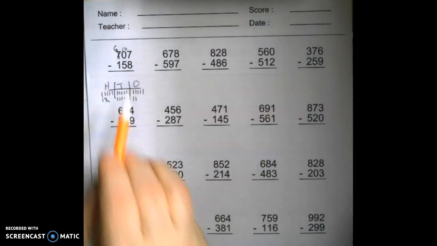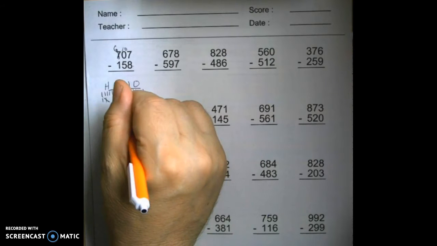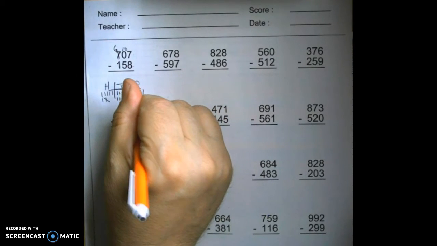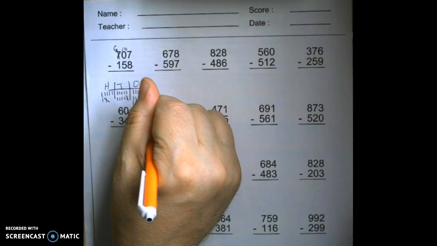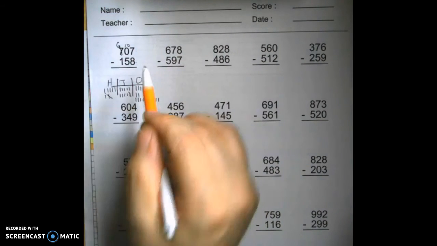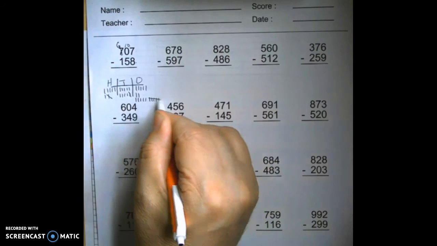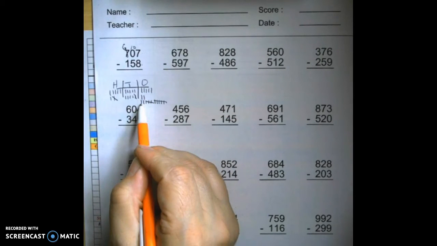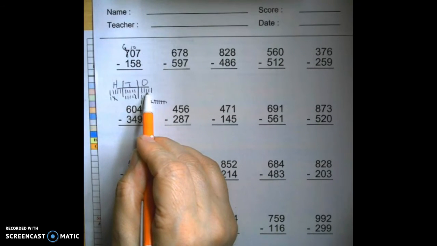But we still haven't been able to help the ones yet. So we're going to cross out one of these, and now we're going to add 10 more. Now we have enough to take away the 8. So there's 5, 6, 7, 8. And now we have 1, 2, 3, 4, 5, 6, 7, 8, 9.